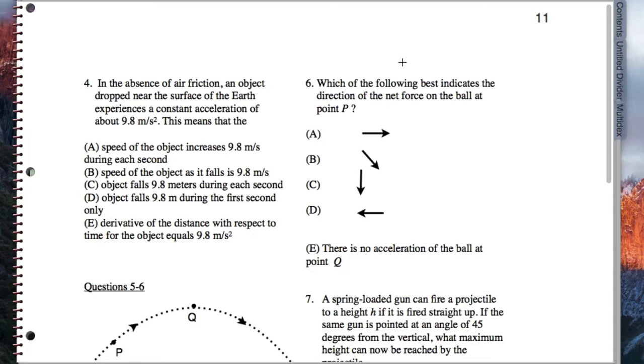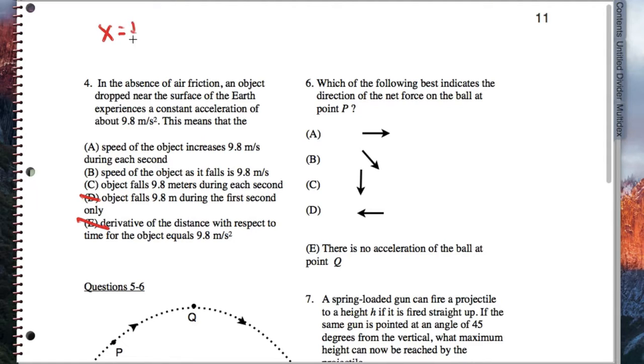Alright, so this is problem number 4. In the absence of friction, an object dropped near the surface of the earth experiences this constant acceleration. So what does this actually mean? Well, the derivative of the distance? No. That would be the double derivative of the distance. The object falls 9.8 meters during the first second only? No. You want to check that one?